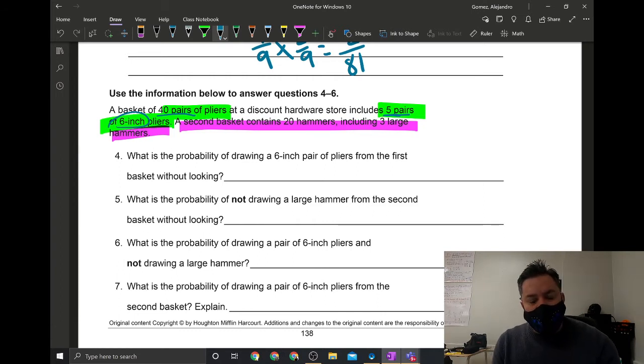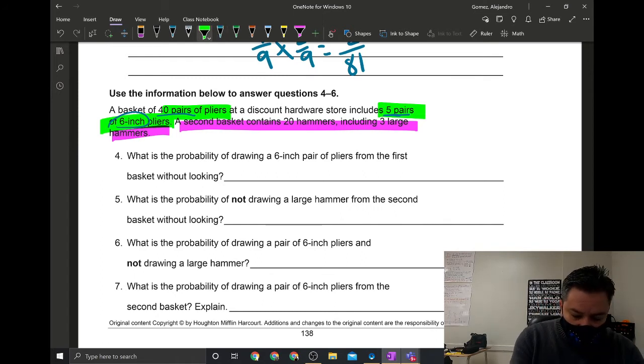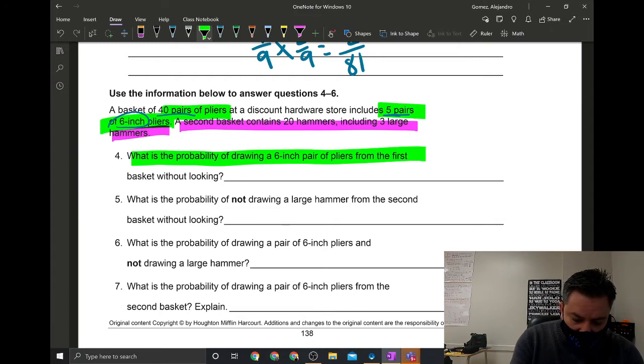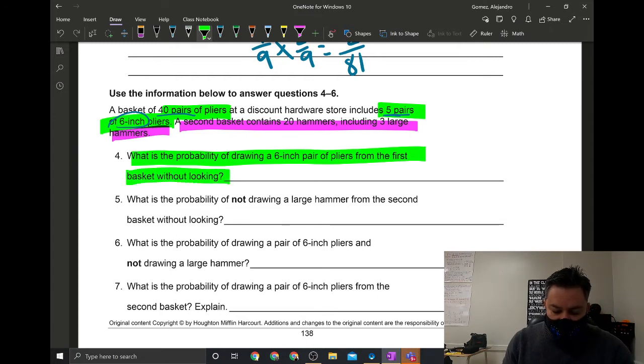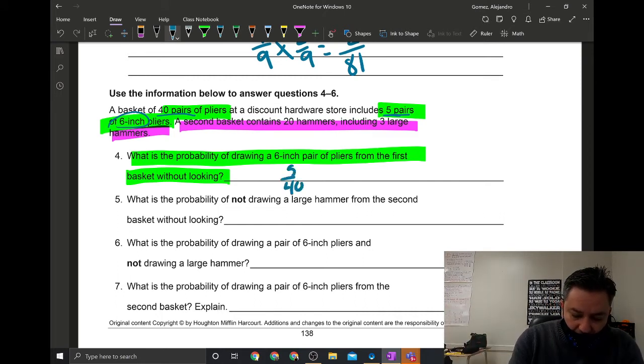Question for you. How many 6-inch pliers do you have on the first basket? Leave them down in the comments below. How many of them are 6-inch? Because that's what you're looking for. What is the probability of drawing a 6-inch pair of pliers from the first basket without looking? How many 6-inch pliers do you have on the first basket? That is my question for you. There are 5. Out of how many? 40. That's it. Can you simplify that?